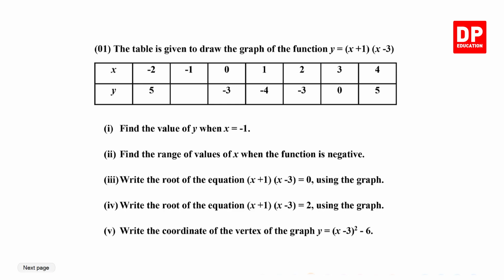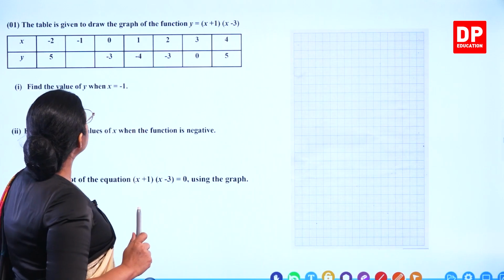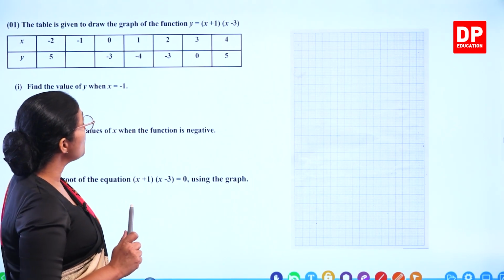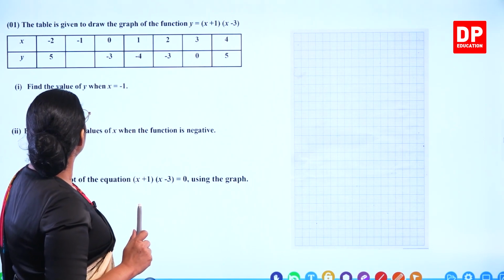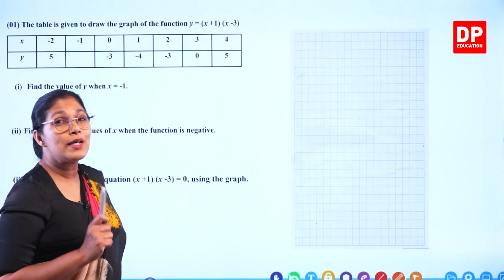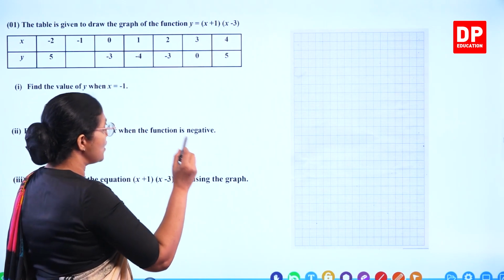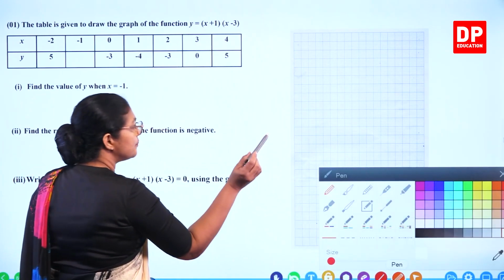It's about graphs. So you have to first find the value here and then draw the graph and then answer the following questions. So you can ask for a graph paper. The table is given to draw the graph of the function y equals (x plus 1)(x minus 3). Find the value of y when x equals minus 1. Substitute x equals minus 1 in the equation. So let's do that.